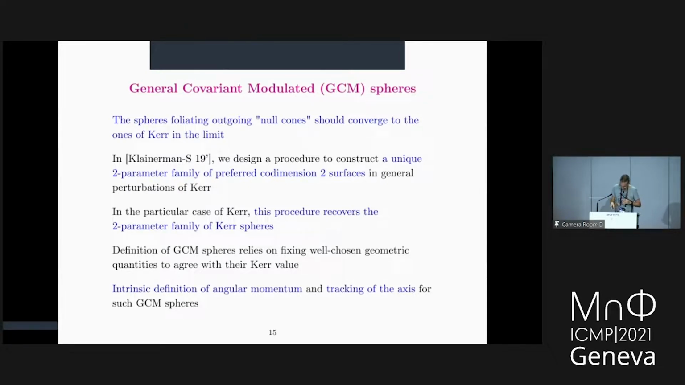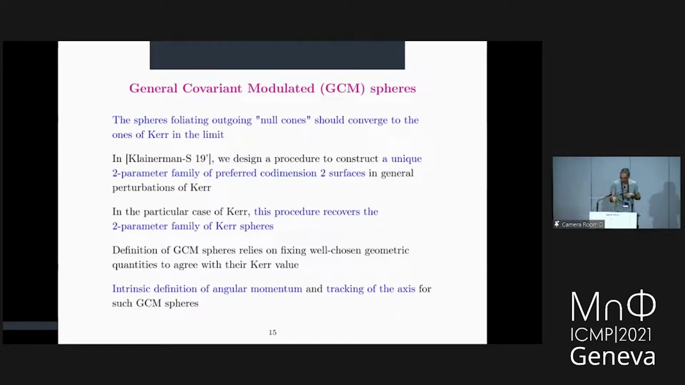So here, it's very important that this procedure gives you a unique two-parameter family of spheres. And in particular, it is important that this uniqueness statement allows you to check that if you start in Kerr a priori close but not quite at the correct sphere, in fact, the procedure recovers the correct two-parameter family of spheres of Kerr. So if you start nearby, the procedure gives you back the spheres of Kerr, which is a good check already for, if you want, validating your construction.